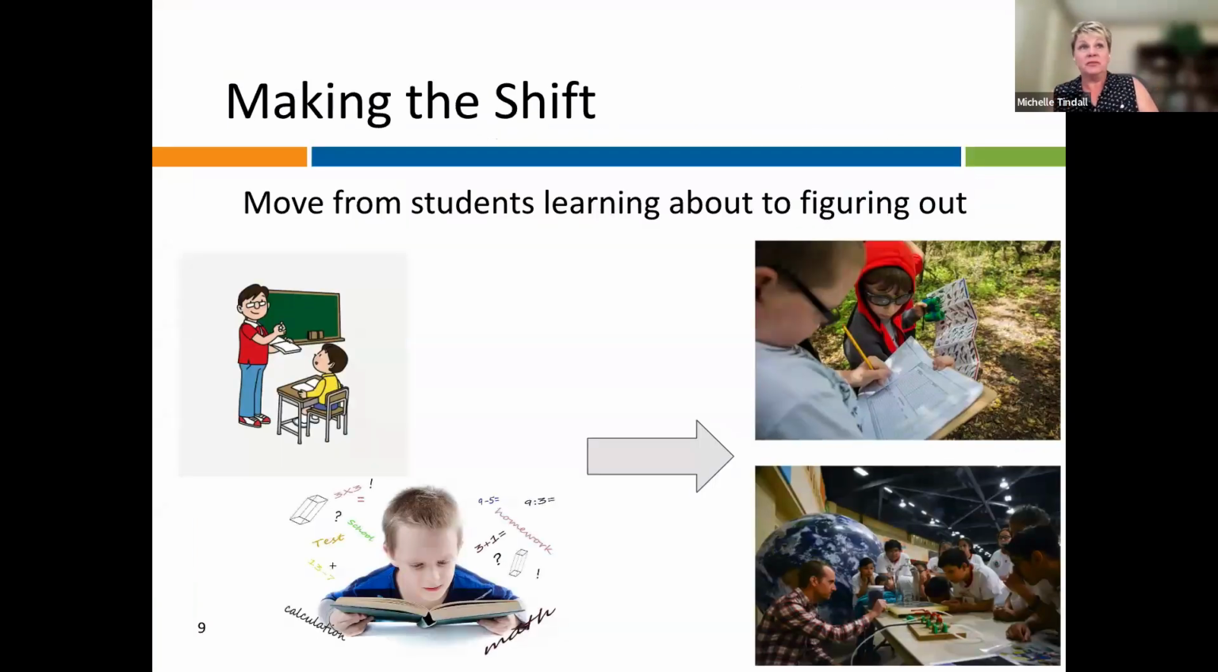So we're making the shift from students learning about science to figuring out. Students will have a phenomenon, or they'll have something that they can't explain yet, or they have to come up with a design solution of some sort. And we're asking them to figure out the solution or figure out what's happening with a phenomenon that they can't explain yet.